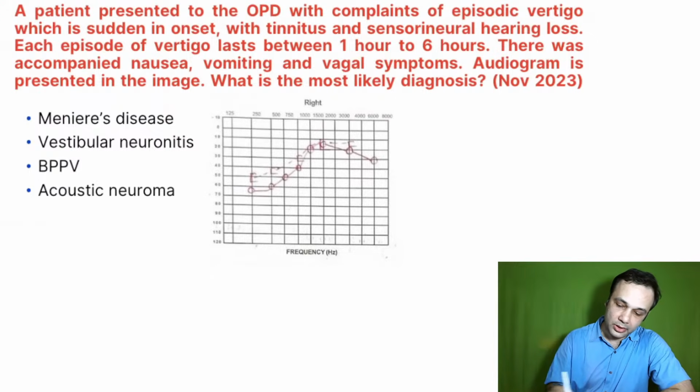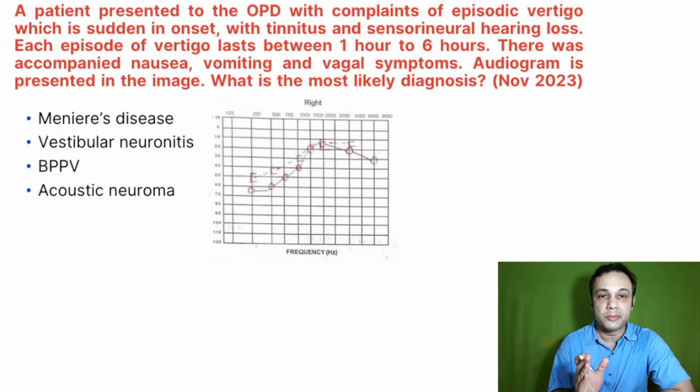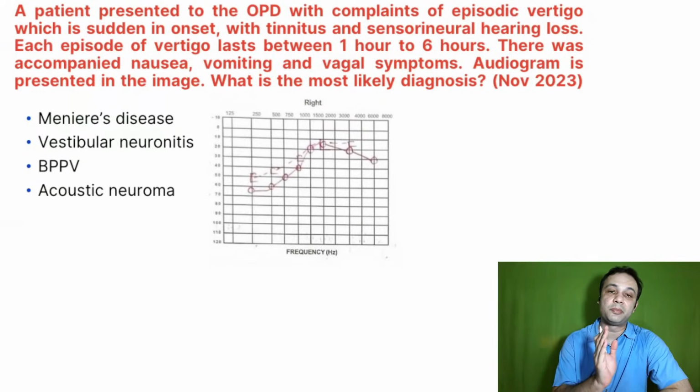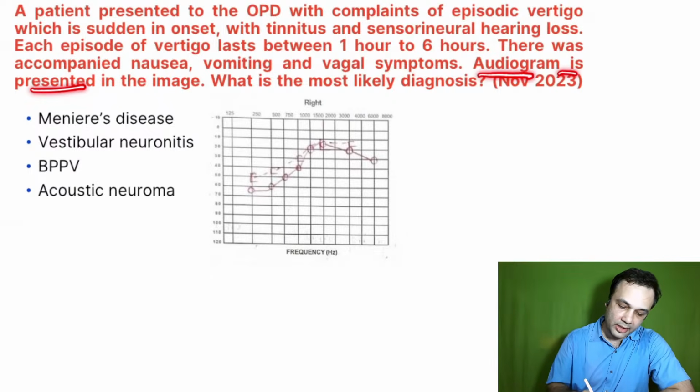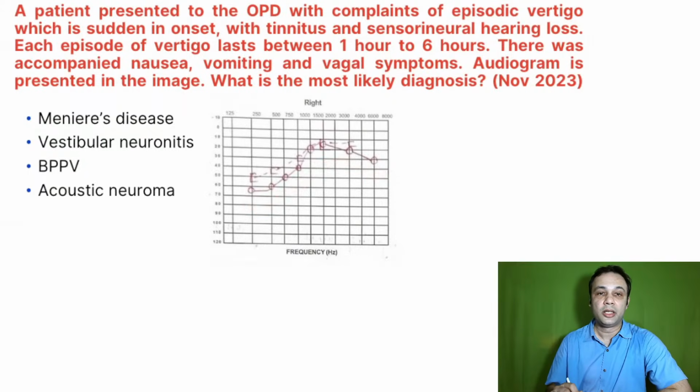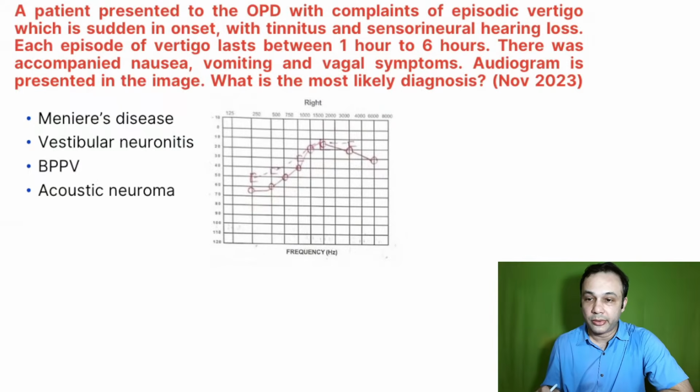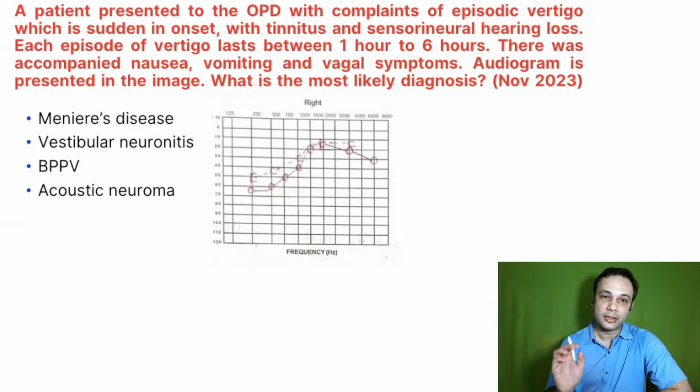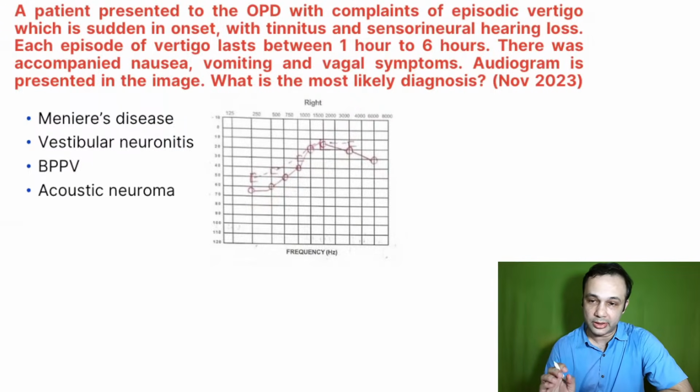They were accompanied by nausea, vomiting, and vagal symptoms. So more often you see a few autonomic symptoms associated with this particular disorder. You see an audiogram that is presented in the image. This is the audiogram presented in the image. What is the most likely diagnosis? Yes, Rahul, you're absolutely correct. Meniere's disease is the correct diagnosis in this case.